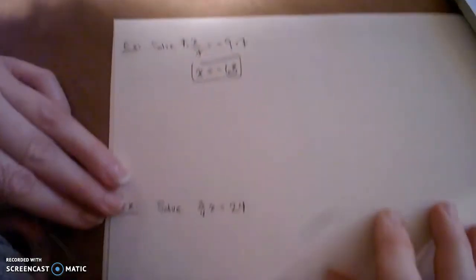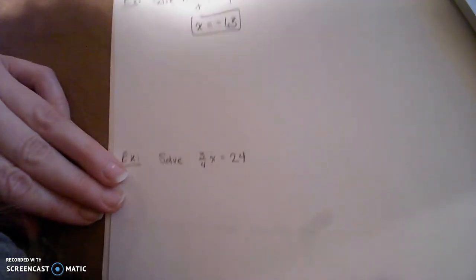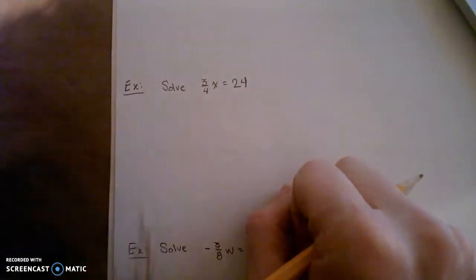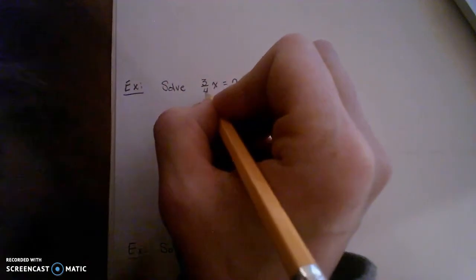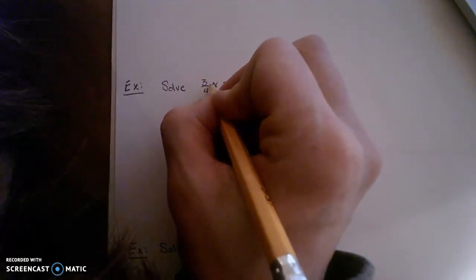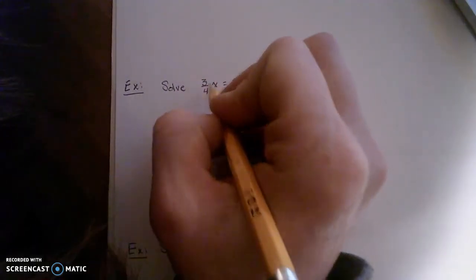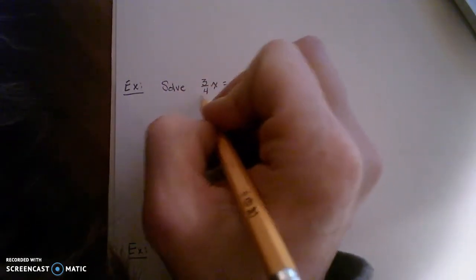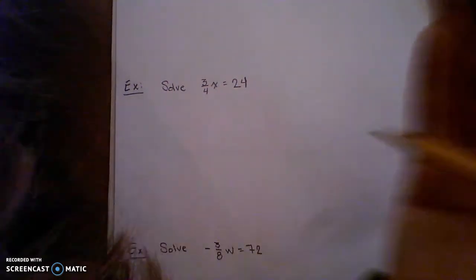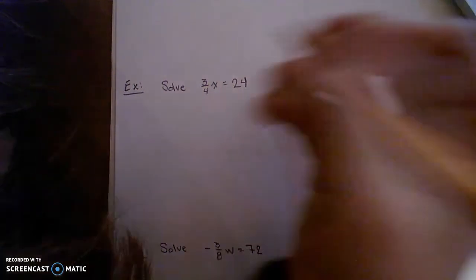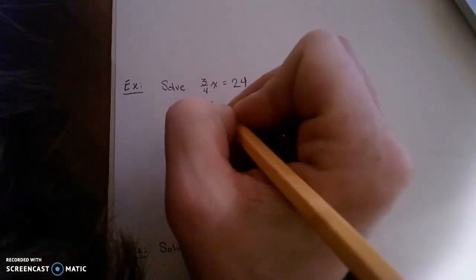All right, next example. Again, go ahead, write the example down, pause the video so that you can try it for yourself. Solve 3/4 x equals 24. Now I need to undo this operation here. So 3/4 times x. I'd like to divide by 3/4, but we know that dividing by fractions is the same as multiplying by the reciprocal. So I'll just go ahead and skip that process and get right to multiplying by the reciprocal.